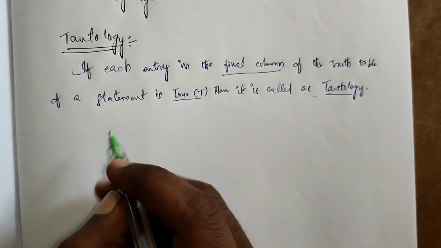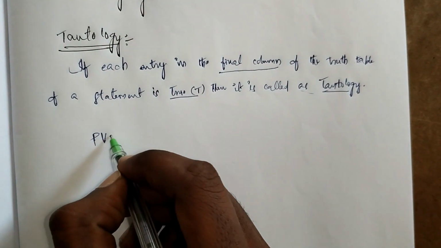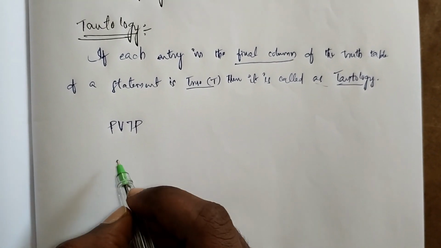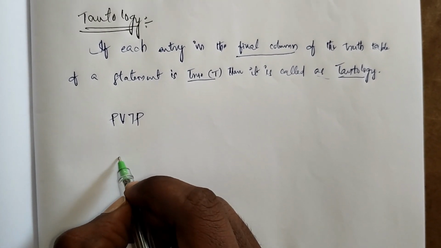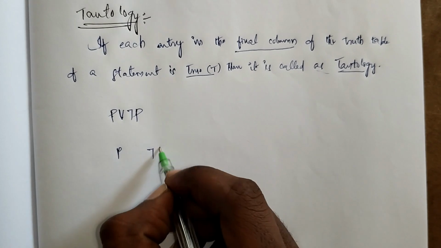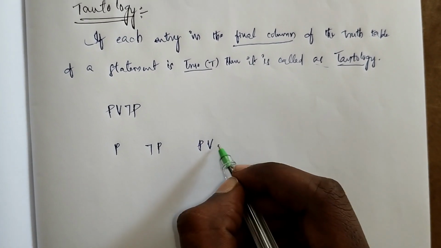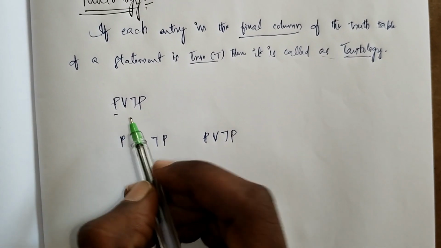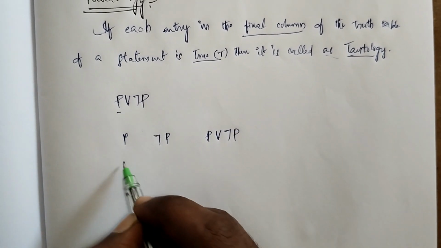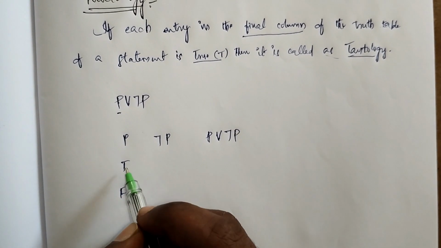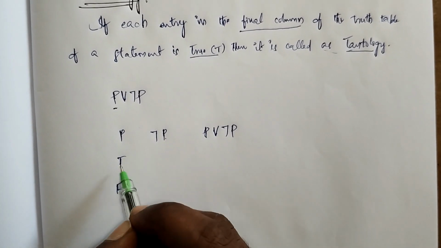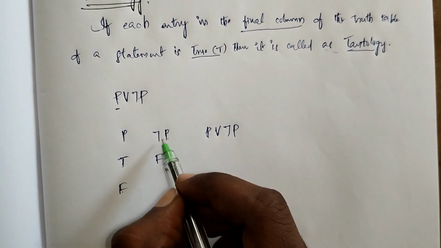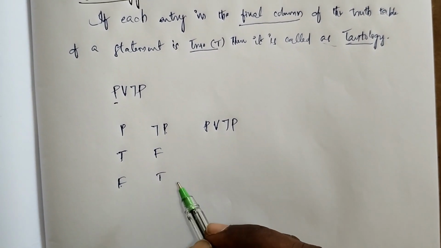Let's see one example: P or negation P. So for this we are going to draw the truth table. P, negation P, P or negation P. So here is one statement, P. Therefore two combinations, true, false. Negation P means opposite to true, means false. Here P is false, negation of P is true.